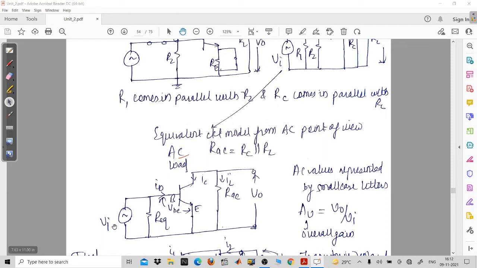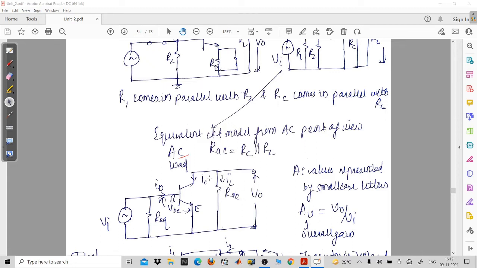So you can see here the input voltage we have applied. Then this REQ is a parallel combination of R1 and R2. Then you are having the base current, that is also small. Then you are having the base emitter voltage, this is also a small signal. Then you are having the collector current, this is also a small signal. And then the IL.